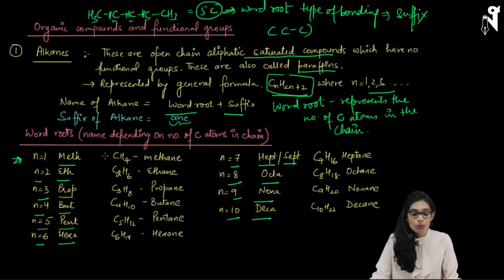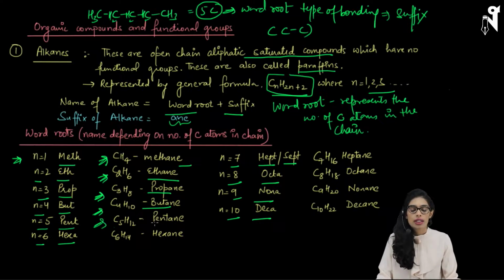So if I have a one carbon alkane, then the name will be methane. A 2 carbon chain with all single bonds is ethane. A 3 carbon chain is propane. A 4 carbon chain is butane. A 5 carbon chain is pentane.